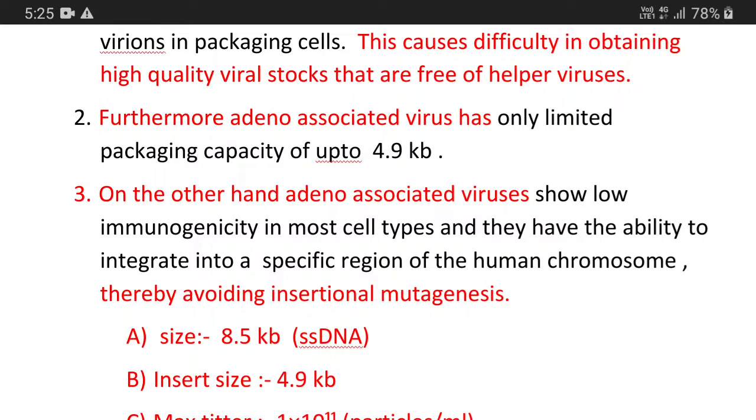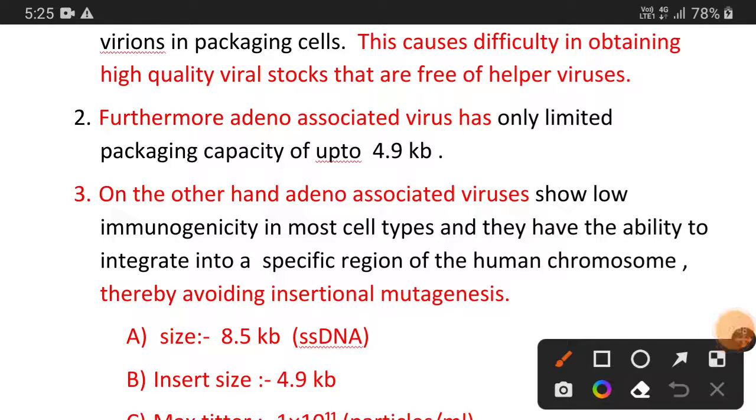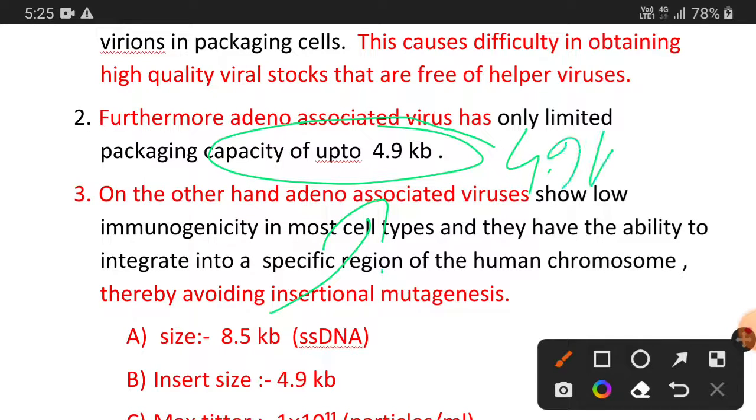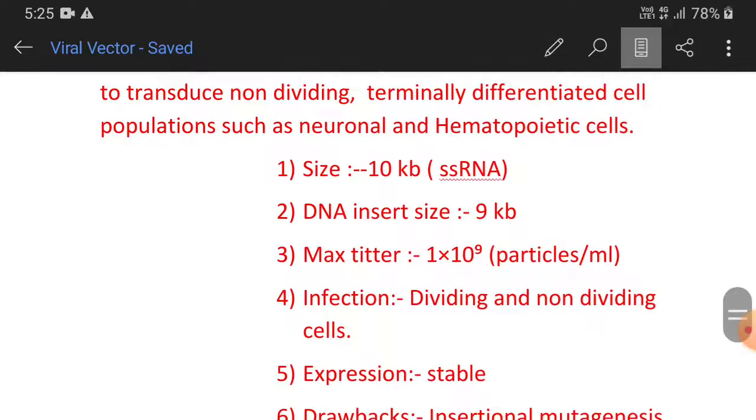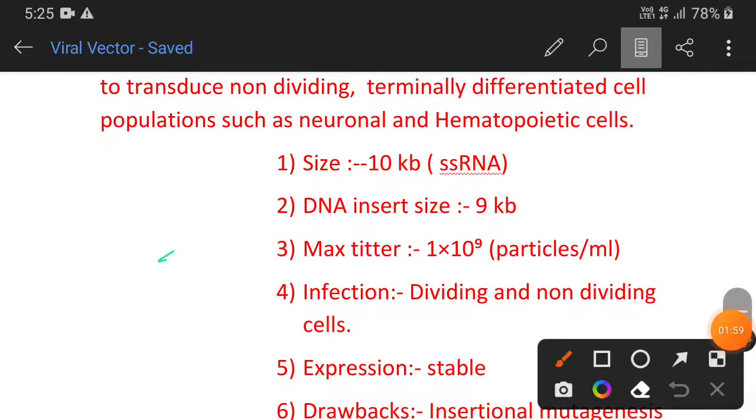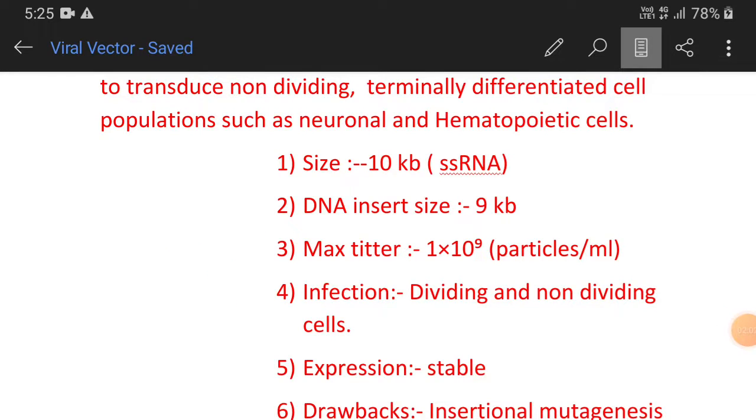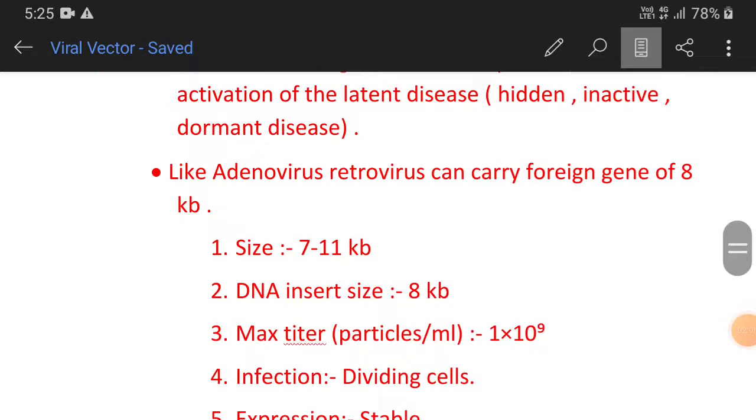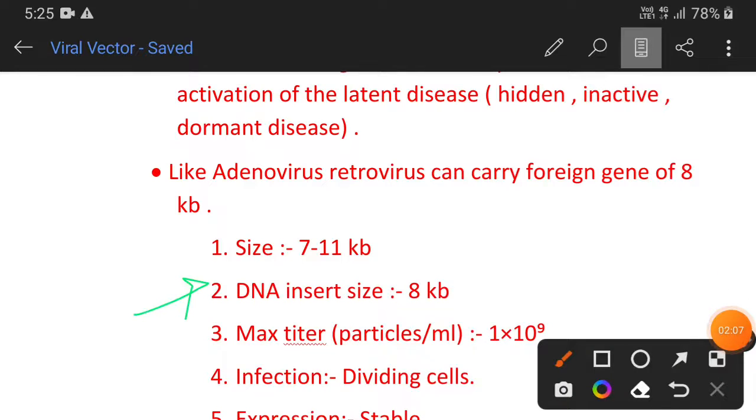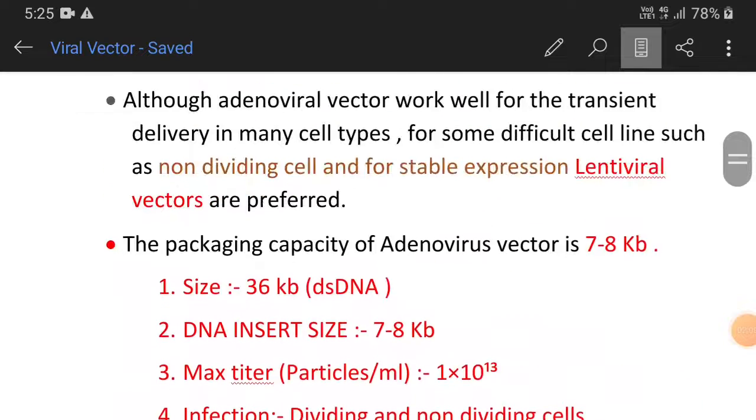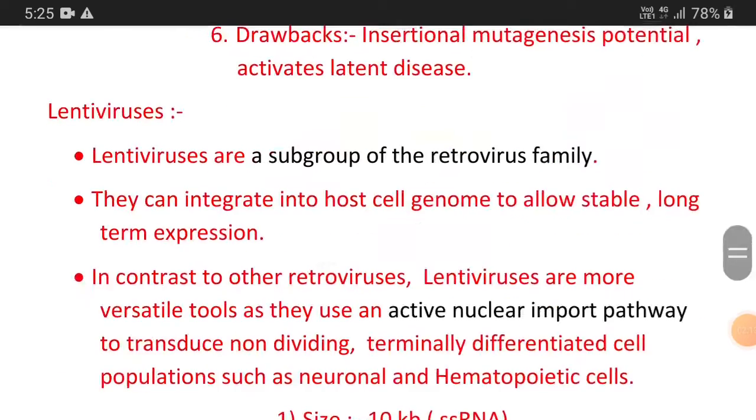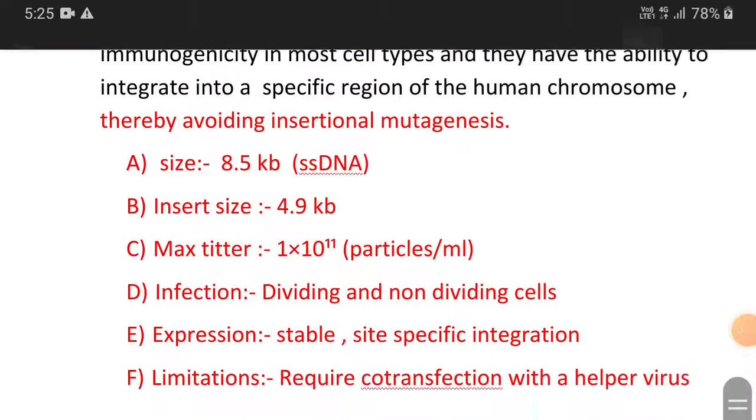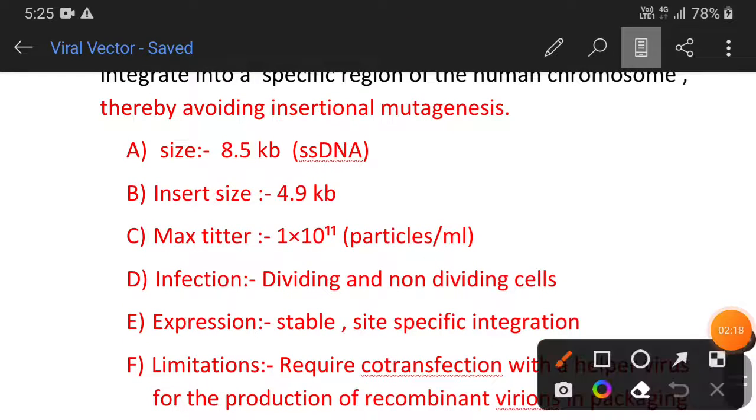Okay, so furthermore, adeno-associated virus has a relatively low packaging capacity, that is 4.9 kb. This is most probably the lowest up to the part that we have discussed, because in lentivirus we have seen a 9 kb insert size, in retrovirus 8 kb, and in adenovirus 7 to 8 kb. That means adeno-associated virus has the lowest insertion capacity, that is 4.9 kb.